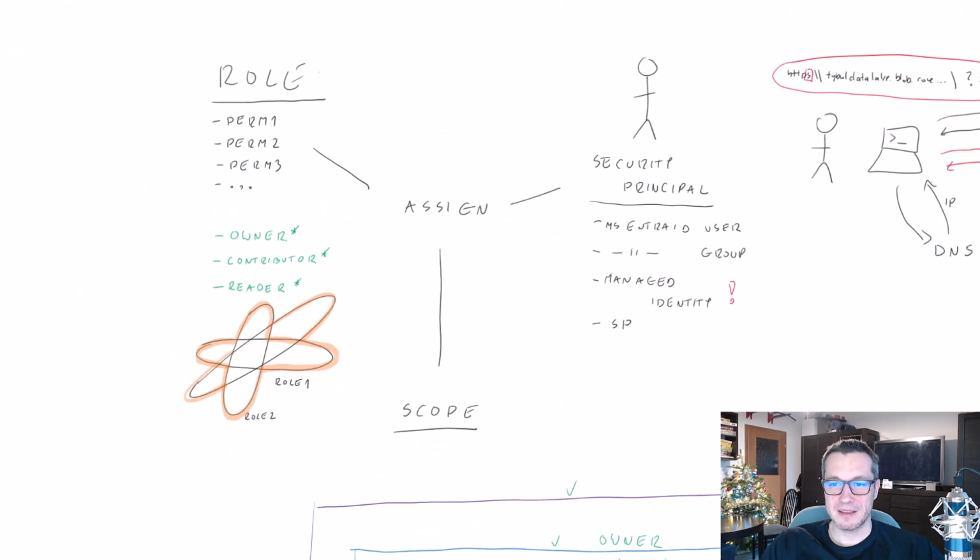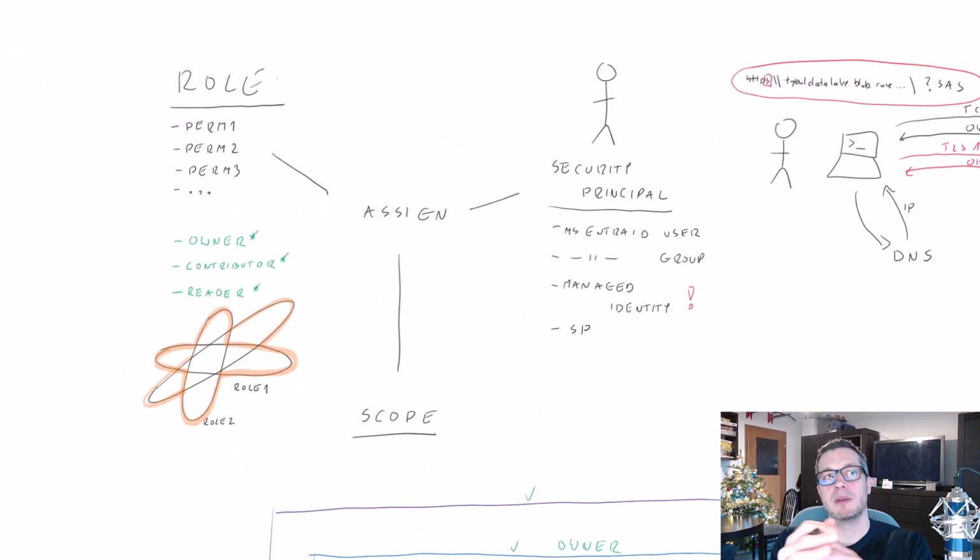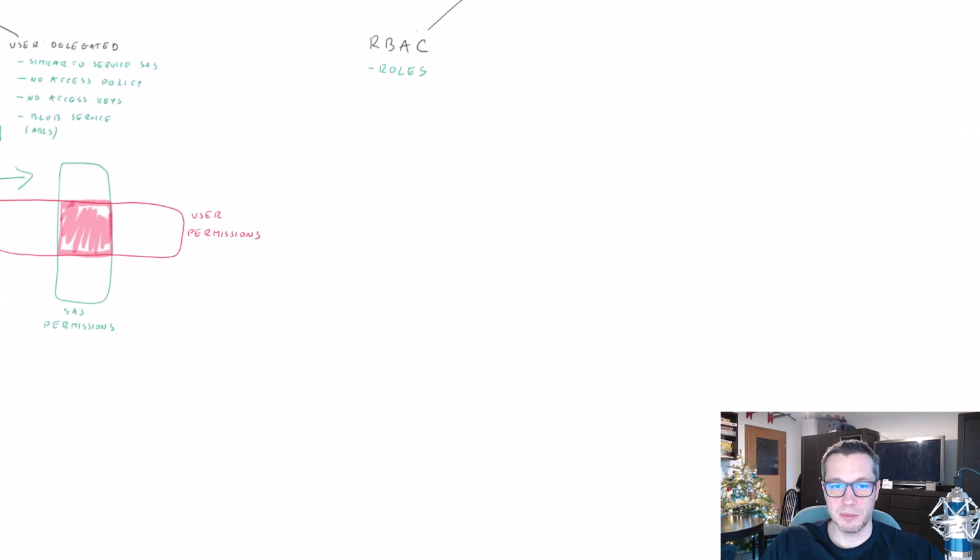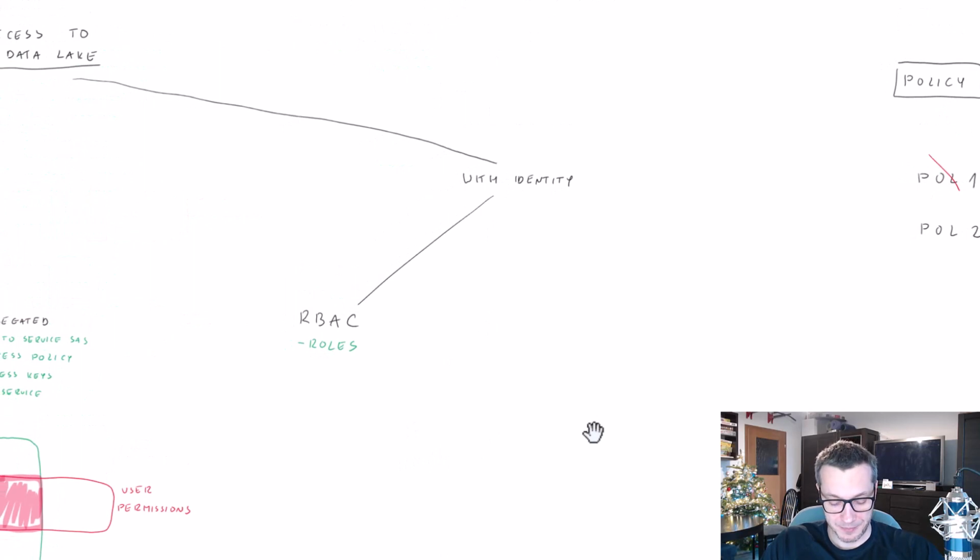But basically, that's it. So in case of role-based access control, we have those three parts. A role, which defines what we want to grant. We've got a security principal, which tells to whom we want to grant the role. And we've got a scope, which means on what resource or resources we want to grant the access. So actually, let's write down those most important parts about RBAC.